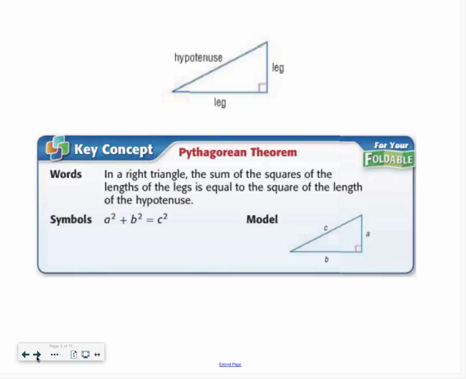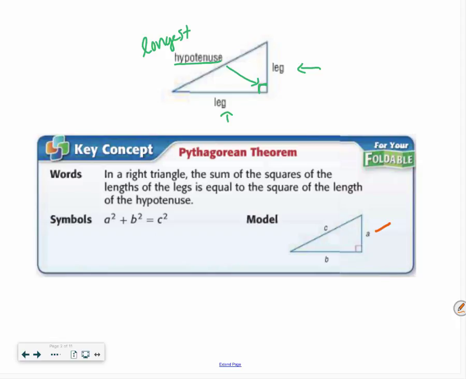Okay, so looking at a picture of a right triangle, up top here we see that we have two sides that are called the legs. Note that the legs touch that right angle, okay? And then our third side is called the hypotenuse. The hypotenuse is always the longest side of a triangle, and it is opposite from our right angle.